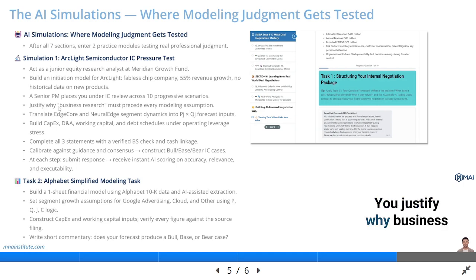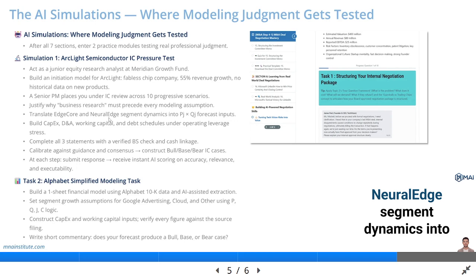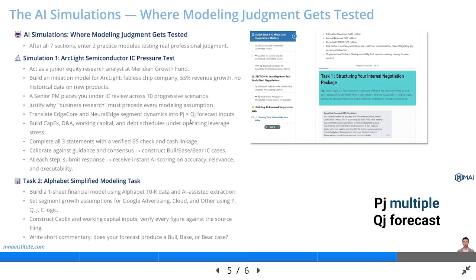You justify why business research must precede every modeling assumption. You translate edge core and neural edge segment dynamics into P times Q forecast inputs. You build CapEx, D&A, working capital, and debt schedules under operating leverage stress. You complete all 3 statements with a verified balance sheet check and cash linkage. You calibrate against guidance and consensus, then construct bull, base, and bear cases for the IC decision.